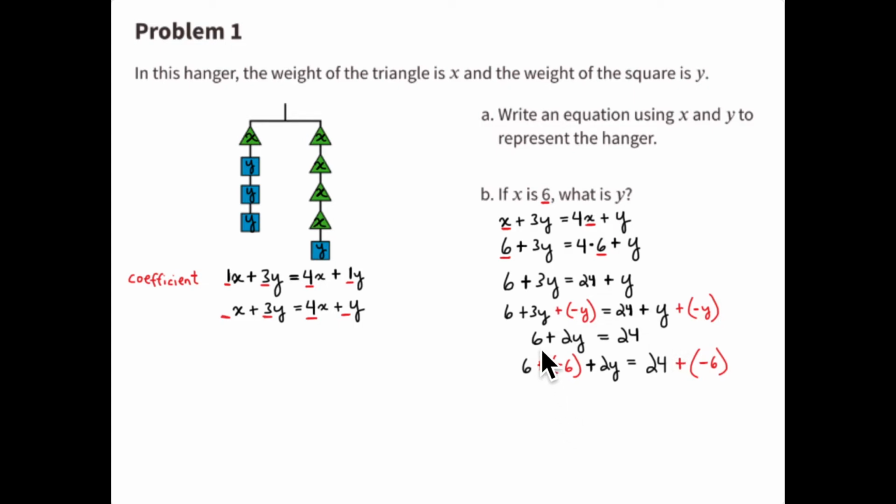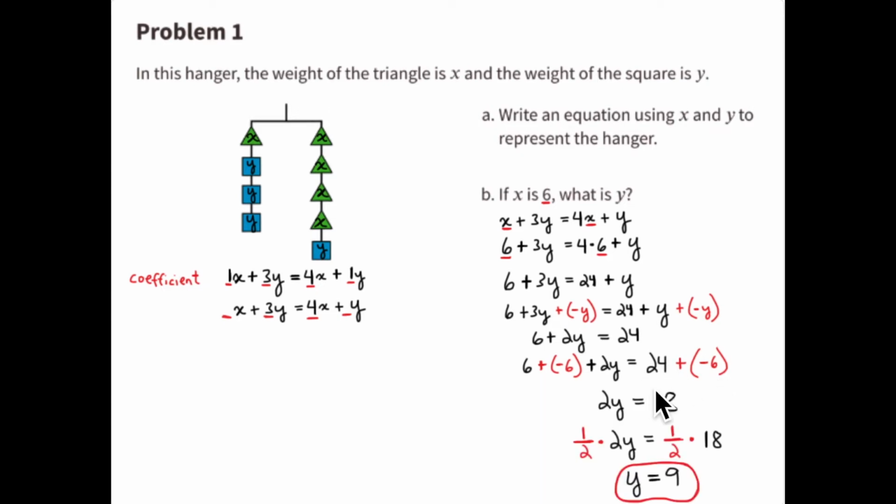So now I want to get rid of the 6 on the left side. That's like getting rid of this x. So I'm going to add negative 6 to the left side, because 6 plus negative 6 equals 0. I'm going to be left with 2y equals 24 plus negative 6. Well, 24 plus negative 6 is 18. So that's 3 x's. So now I have 2y equals 3 x's.